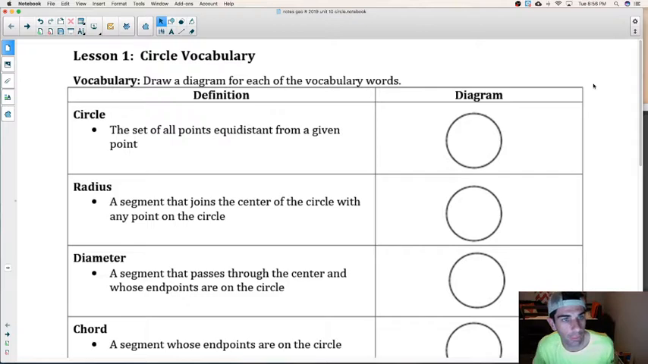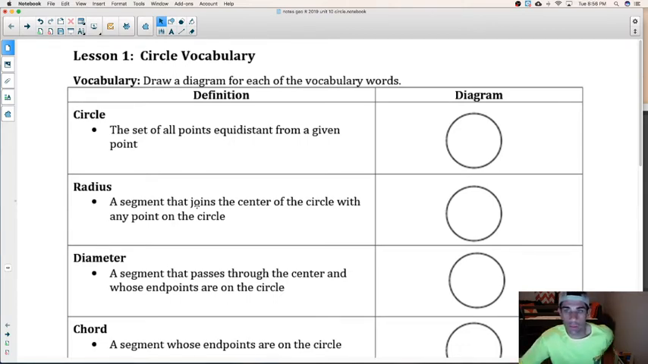Mr. Cornell here, ready to go over some circle vocabulary for all you geometry students. So circles is a big chapter. It's got a lot of definitions and things that you're going to have to memorize, so do the best you can. Try to go back over it a couple times, this way you don't get too lost a little bit later on as we go through these.